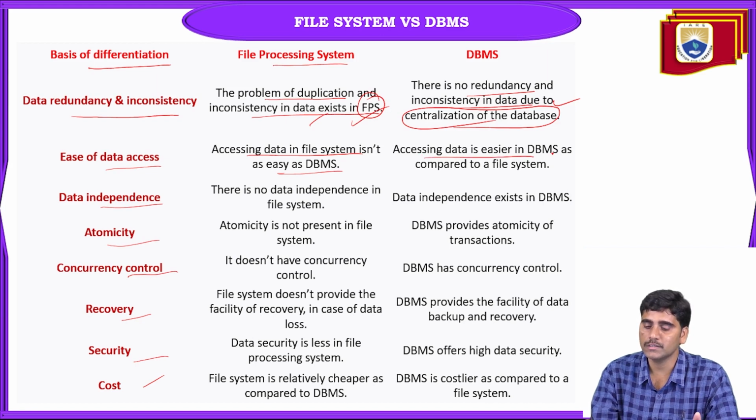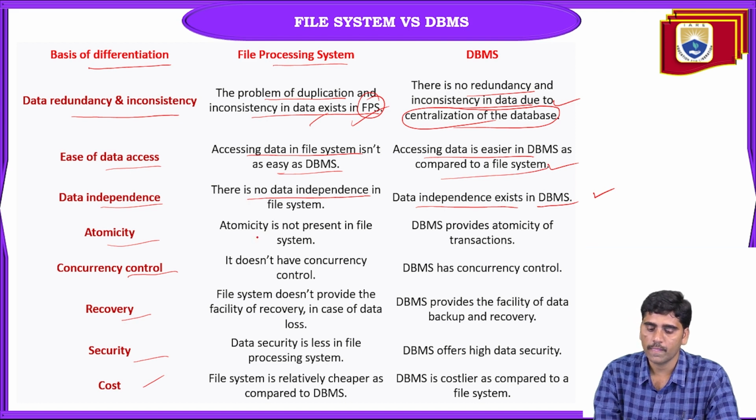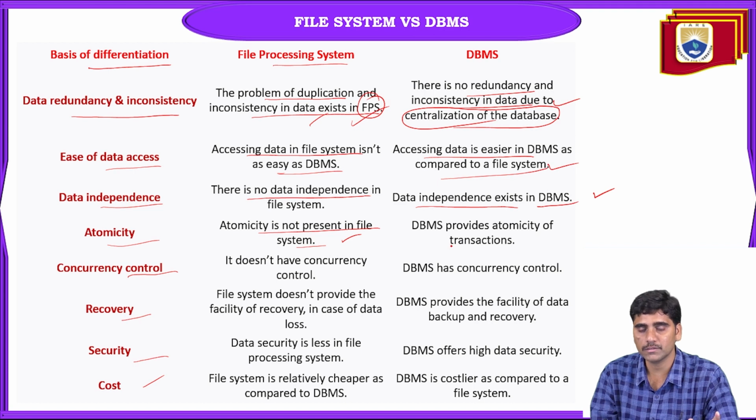But accessing data is easier in DBMS as compared to a file system. There is no data independence in a file system, so all the data will be duplicated in different files, different folders. But data independence exists in DBMS. And atomicity is not present in the file system, so atomicity properties are not represented there. But the DBMS provides atomicity of the transactions also.